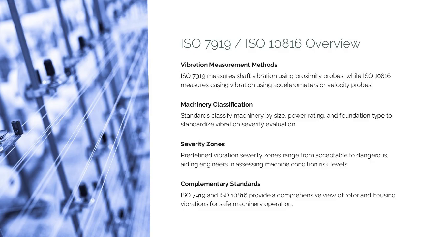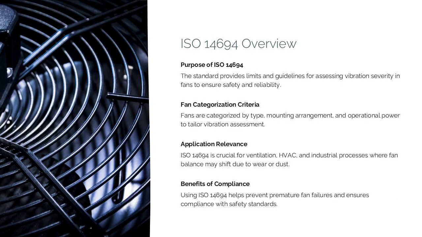Each class has predefined severity zones, from acceptable to dangerous, allowing engineers to determine the risk level associated with observed vibration levels. The standards complement each other by providing a comprehensive perspective on rotor and housing vibration behavior, guiding reliable and safe operation. ISO 14694 addresses mechanical vibration in fans, providing limits and guidelines for assessing operational vibration severity. The standard categorizes fans by type, mounting arrangement, and operational power.